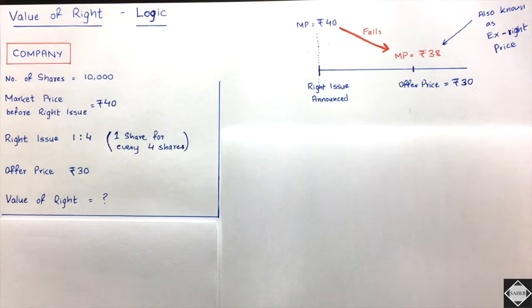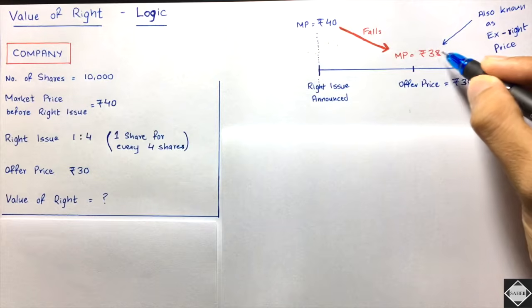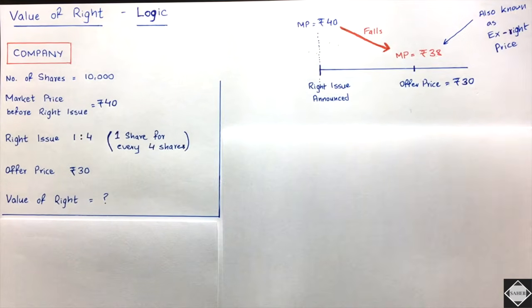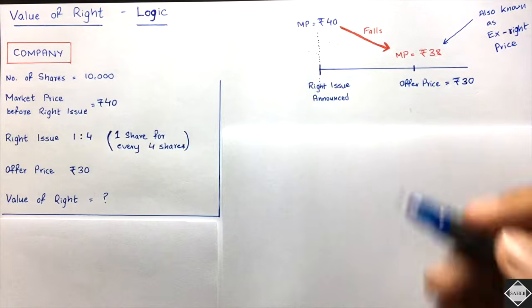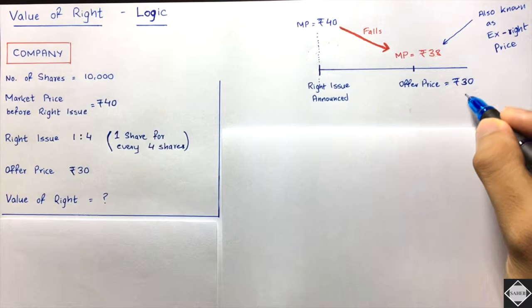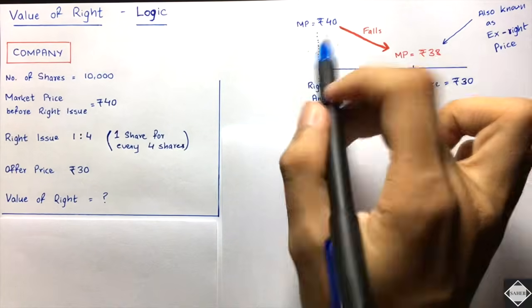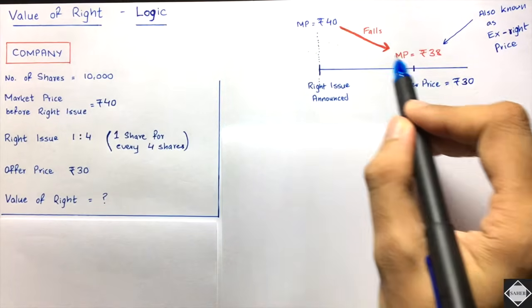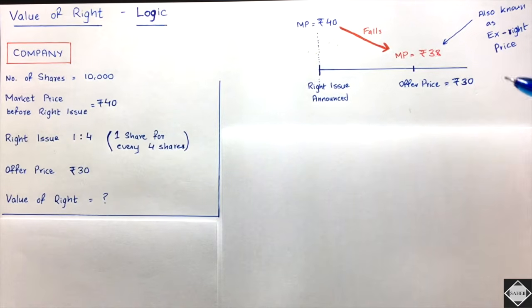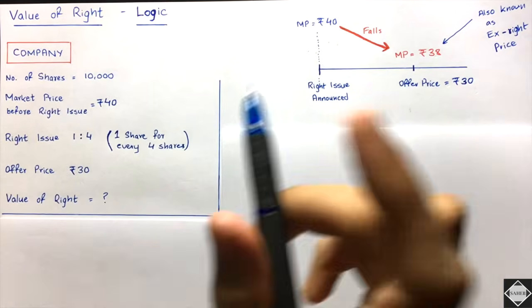Is that clear? So the difference between this 38 and this 30, 8 rupees difference is there. That is the discount element. On that date, if you get a share by purchasing it for 30 rupees, then only you can sell it for 38, not 40, because the price has fallen. So this is the true discount element, and that is the value of right. What is the value of right over here? The whole value of right.